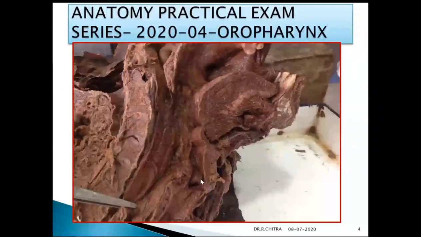Again, this is to show you the oropharynx. It communicates with the oral cavity through the oropharyngeal isthmus, which is bounded above by the soft palate, below by the dorsal third of the tongue, and on each side by the palatoglossal arch. In the lateral wall of the oropharynx, palatine tonsils are situated. The oropharynx communicates with the laryngopharynx.